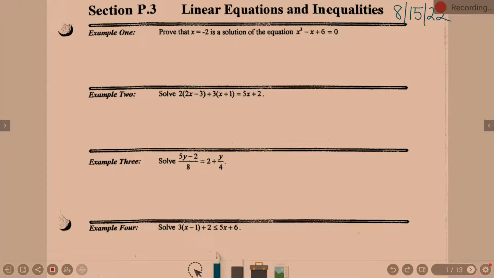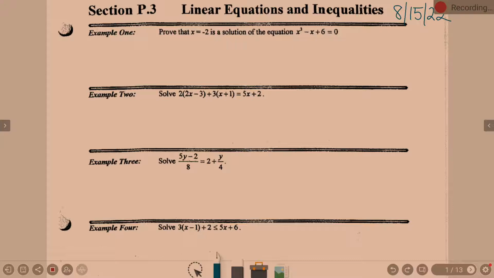P3, linear equations and inequalities. Very much review today. When we get to graphing inequalities, though, and writing their answers, we'll talk about using interval notation instead of inequality notation. But other than that, we definitely get to do some review today. I would call this true review because I really think you've seen it all. How many years ago? I don't know, but you've seen it all.